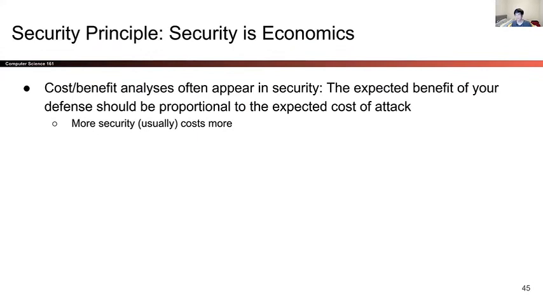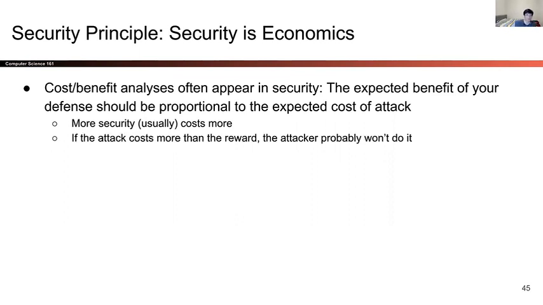Oftentimes, we'll see cost-benefit analyses come up in security. More security in general is more expensive. If I want a bigger safe, that bigger safe is going to cost me more. The same principle applies in computer security. And if the attack costs more than the reward, then the attacker probably won't do it. So if the, say, expected cost is, oh, I'm going to be sent to prison, and there's like a 90% chance that I'm going to be caught, and the benefit is really just, I don't know, I'll get $10 out of your bank account, then the attacker's not going to do it.